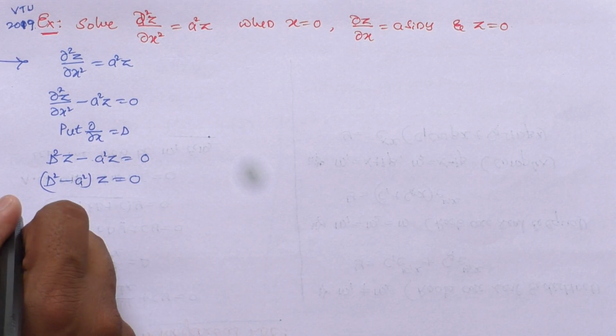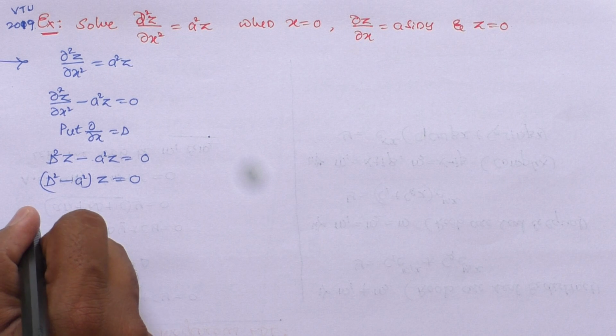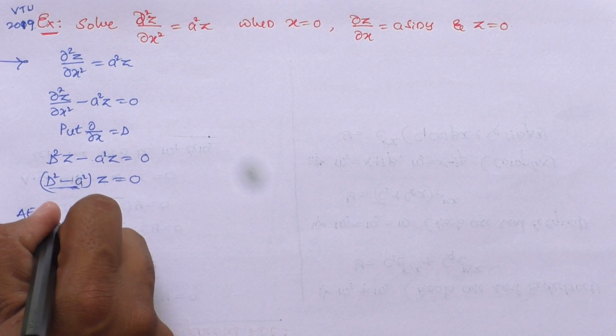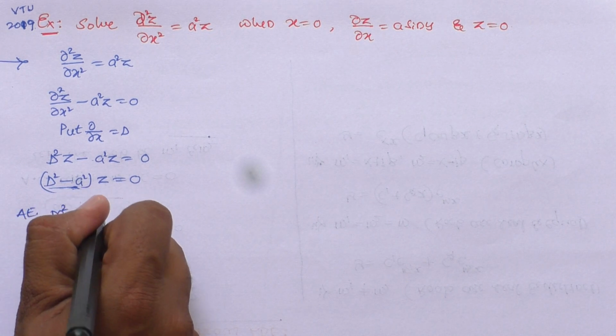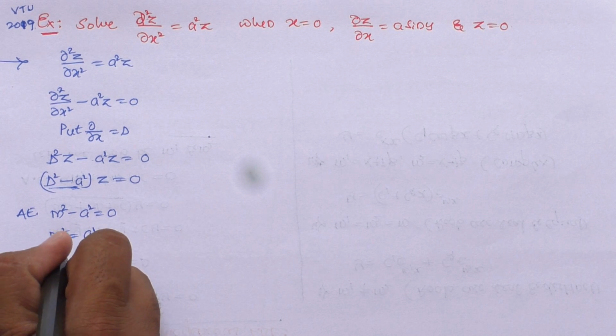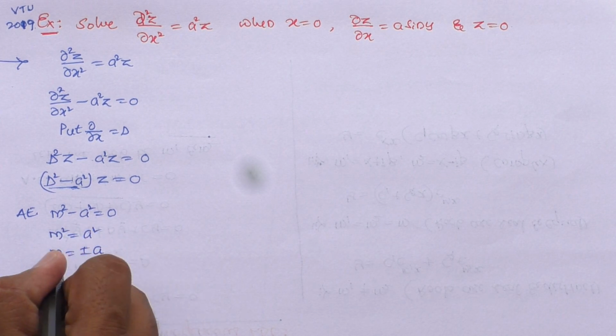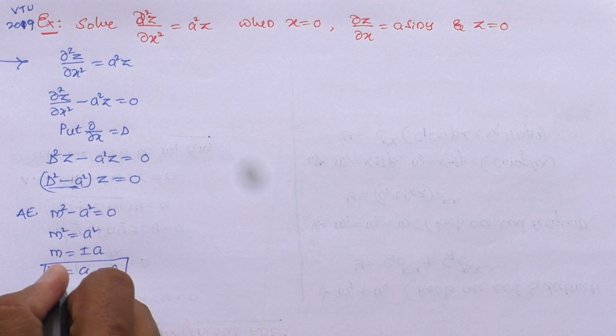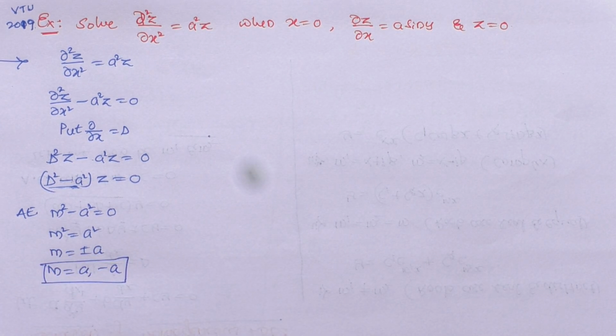So from this you can easily write the auxiliary equation, that is by replacing D by m. So m square minus a square equal to 0, m square equal to a square, m equal to plus or minus a, or m values are a and minus a. So this is how we got the roots. Those roots are a and minus a, not equal roots, real and distinct. So that case you need to apply.